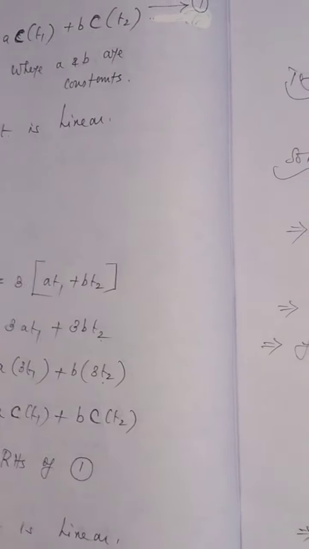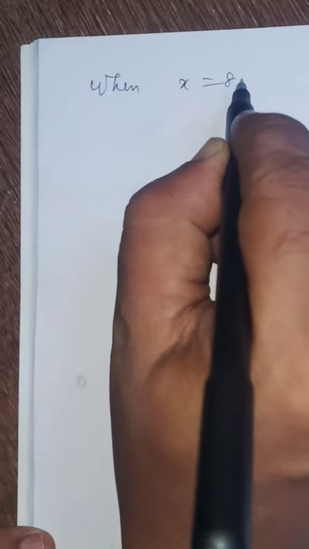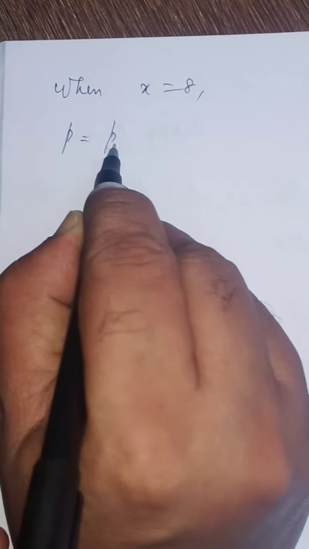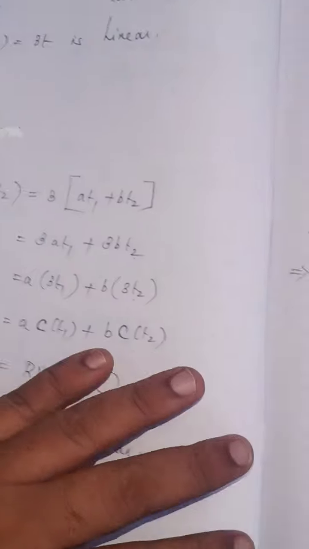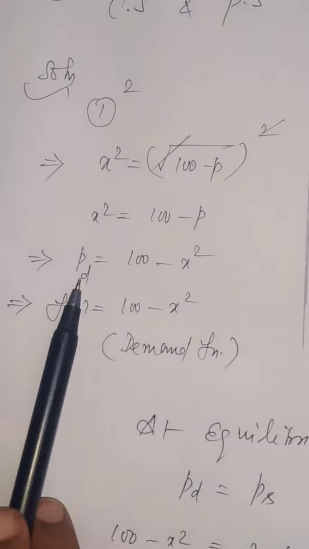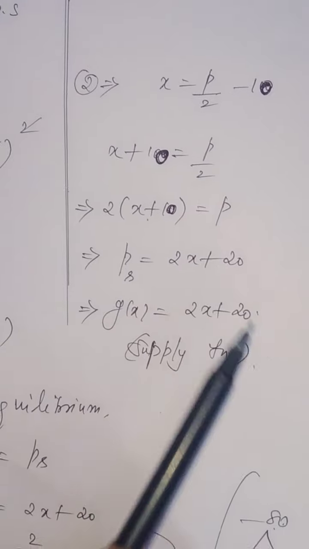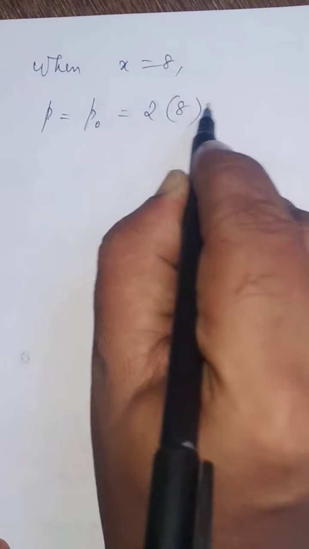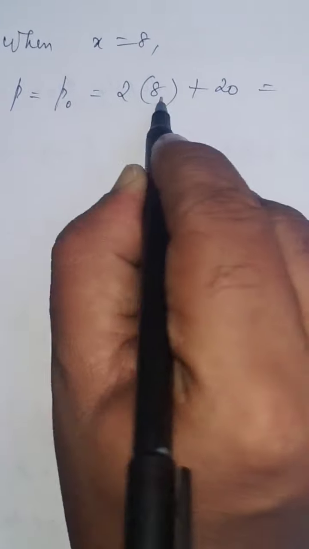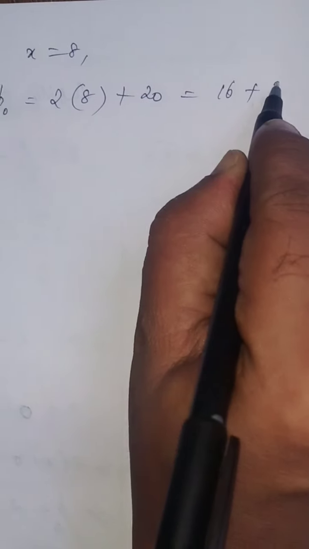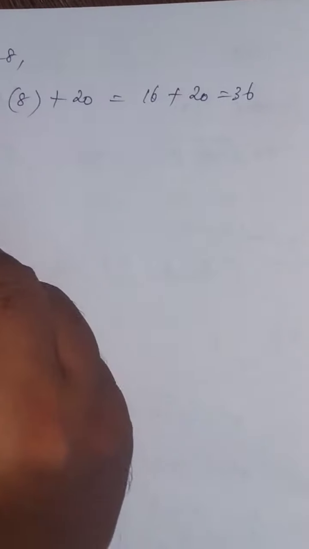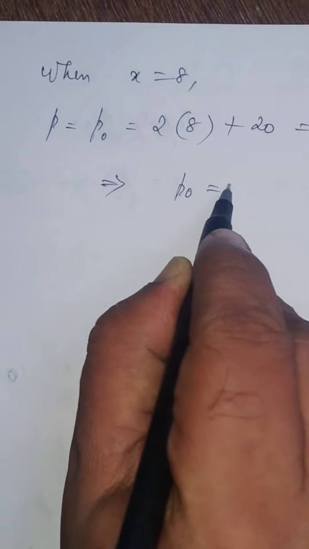Now substitute the value x equals 8. When x equals 8, we have to find out p. P and p naught are equal. For finding the value of p, we can consider either PD or PS. I am going to take PS, 2x plus 20. 2x, x value is 8, plus 20. 2 8s are 16. 16 plus 20 equals 36. So P naught equals 36.